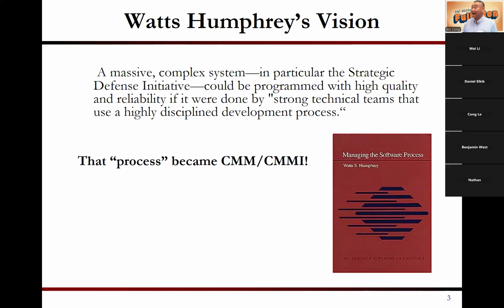So we all know Humphrey. I actually got an opportunity to communicate with him before. He's an extremely nice gentleman. In the 80s, he wrote a very important paper. In the paper, he's talking about a massive, complex system, in particular the Strategic Defense Initiative, Star Wars. Most of you probably don't know this. This was actually happening in the 80s, and a lot of people said that's impossible.